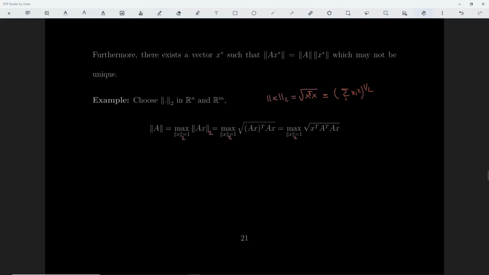Here we did the same, so I want to write the norm of Ax, then it's going to be the square root of Ax transpose Ax, then it's going to be x transpose A x. So among all the vectors with norm 1, I would like to find the one which maximizes that thing, and I will record that number, and that will be my induced norm.